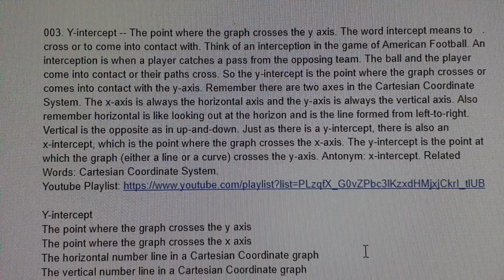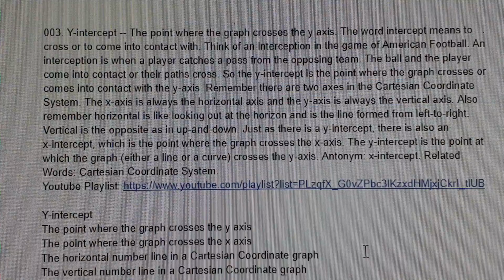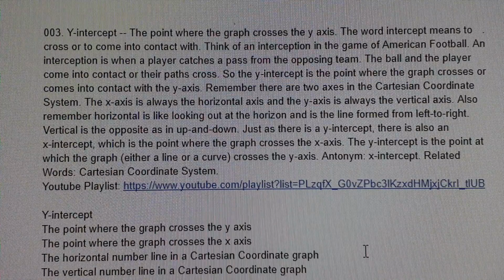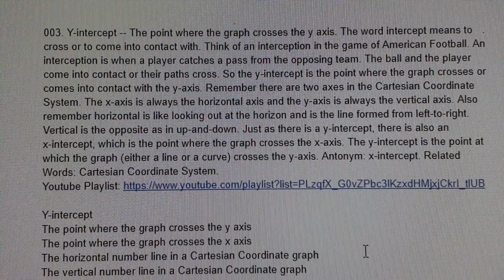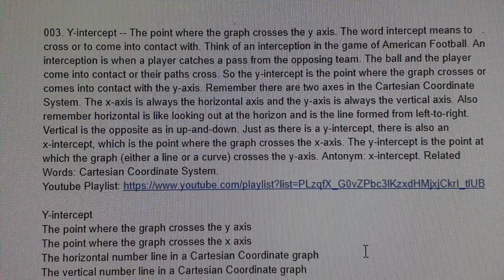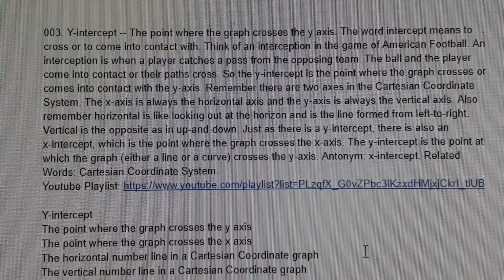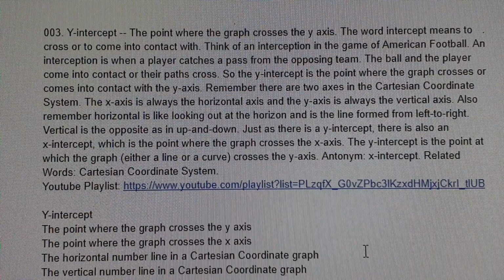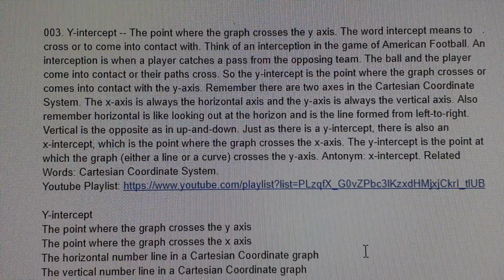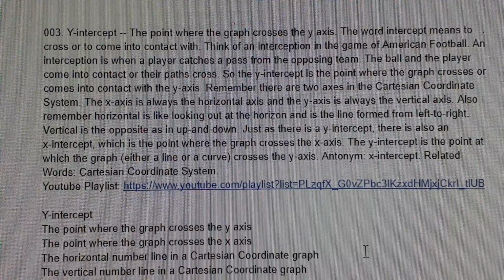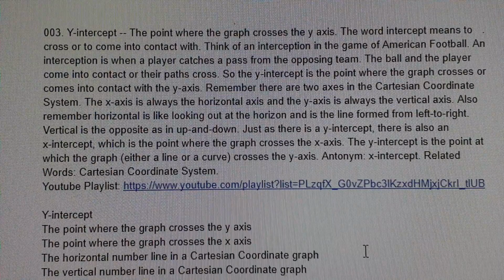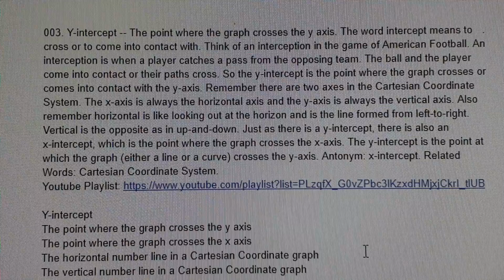Think of an interception in the game of American football. An interception is when a player catches a pass from the opposing team. The ball and the player come into contact, or their paths cross. So the y-intercept is the point where the graph crosses or comes into contact with the y-axis.